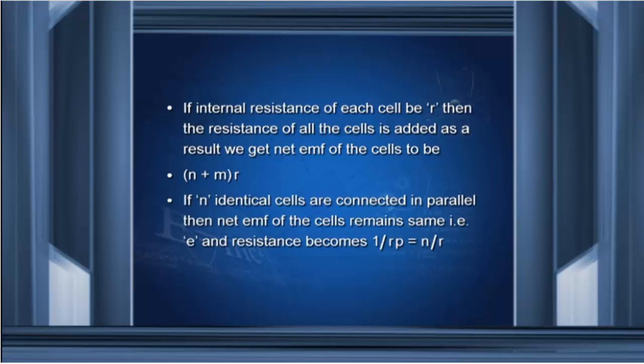If we combine cells in parallel combination, then the EMF of the cell remains the same, that is E, if all the cells are identical, and for the net internal resistance, 1 upon Rp is equal to n times 1 upon r. Here small r is the resistance of the cell offered by its internal agents.